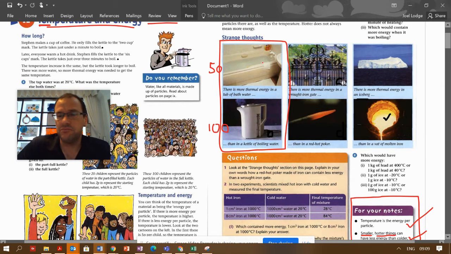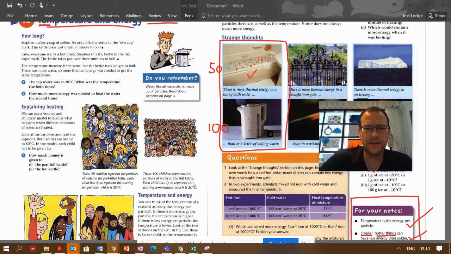which one of those has got more particles of water in it? Is it the bath or the kettle? You're absolutely right. It's the bath. So because there's more particles of water in the bath, even though they contain less energy per particle than the kettle, each particle still does have some energy. If we add them all together, we've got more energy in the bath than we do in the kettle, even though the temperature is different.